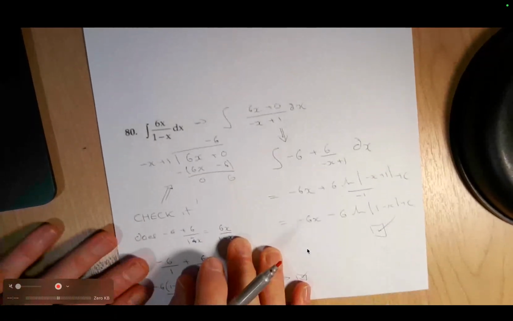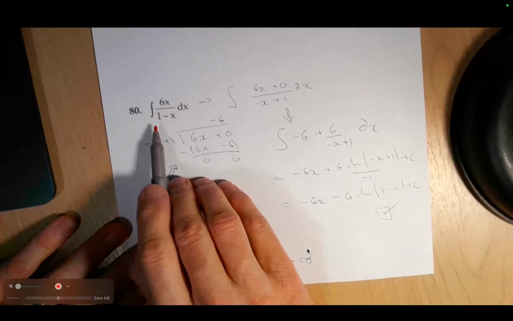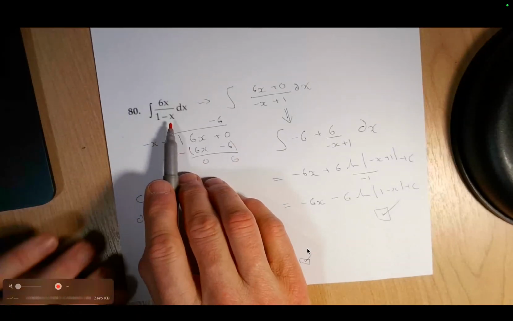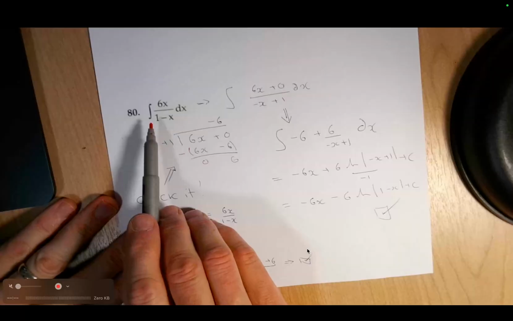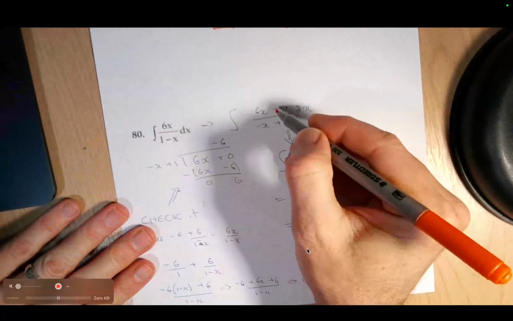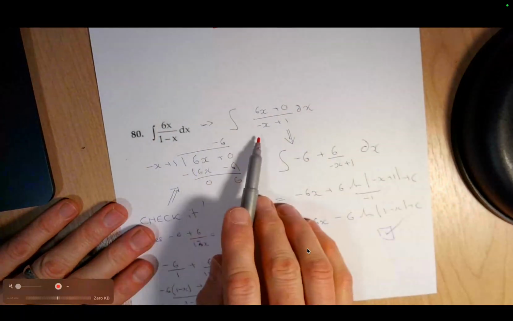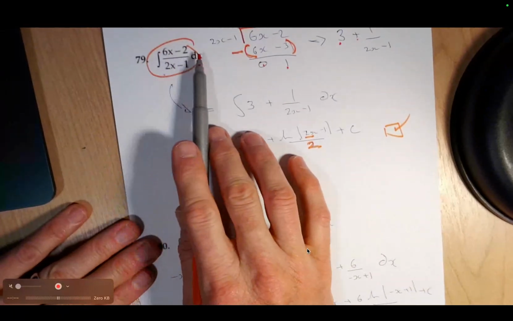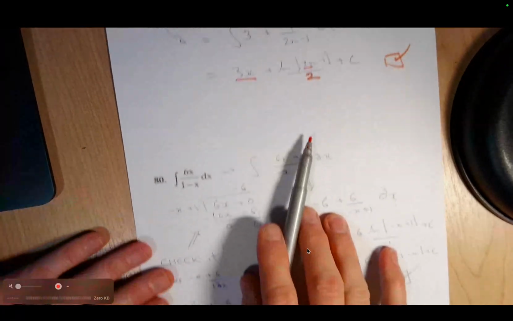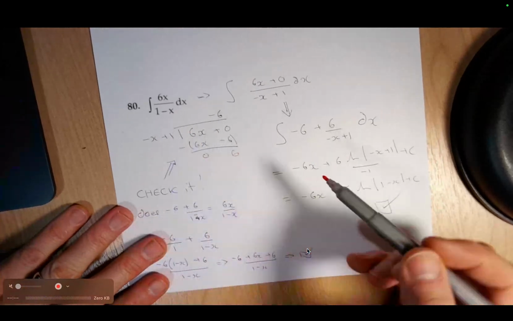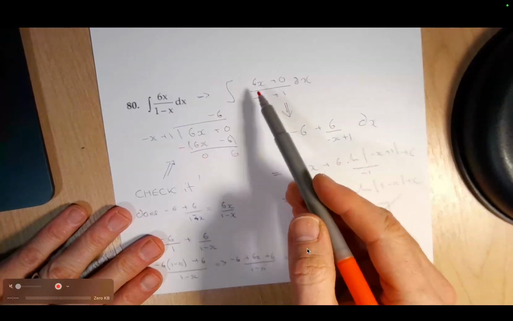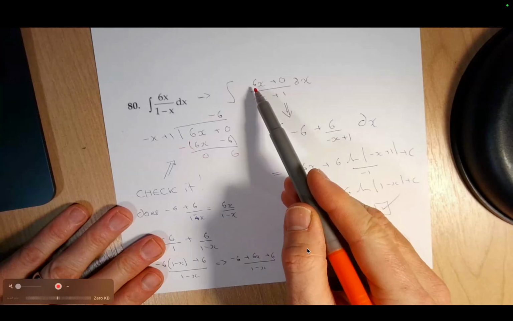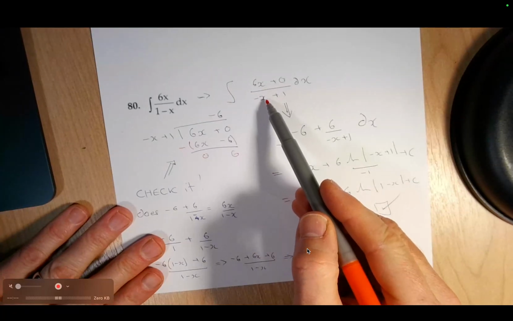Okay, let's just jump down to 80. 80 looks complicated. Okay, just to make it user-friendly, I'm going to put in here a plus 0, and I'm just going to make the structure the same. See how the x's over here are the same, and the constants are next to each other? So let's do the same thing here. So this is just a bit of fiddling, and we're going to say 6x plus 0, negative x plus 1.